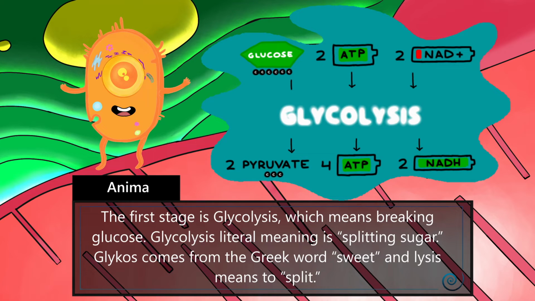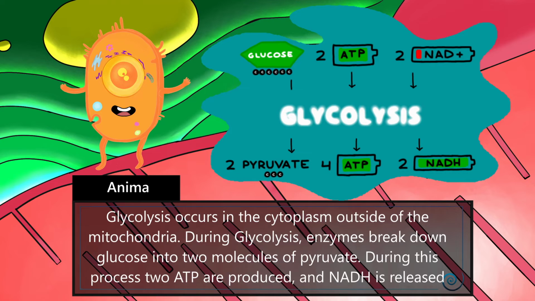The first stage is glycolysis, which means breaking glucose. Glycolysis' literal meaning is splitting sugar. Glykos comes from the Greek word for sweet, and lysis means to split. Glycolysis occurs in the cytoplasm, outside of the mitochondria.